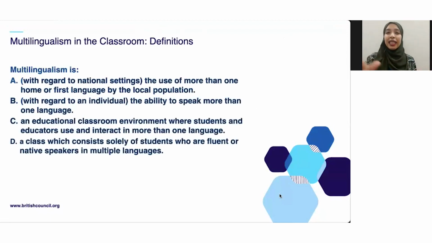The first one is A, the use of more than one home or first language by the local population, or multilingualism is B, the ability of an individual to speak in more than one language, or C, multilingual classrooms are an educational classroom environment where students and educators use and interact in more than one language, or D, a class which consists only of students who are fluent or native speakers in multiple languages. So what do you think? Which answer is not 100% correct? Which answer is not actually a definition of multilingualism? Please write in the chat box.